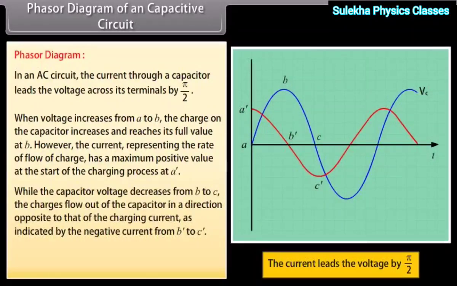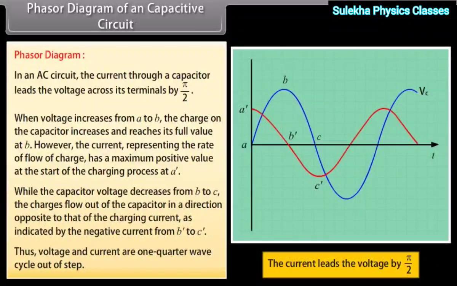while the capacitor voltage decreases from B to C. The charges flow out of the capacitor in a direction opposite to that of the charging current, as indicated by the negative current from B' to C'. Thus, voltage and current are 1/4 wave cycle out of step.